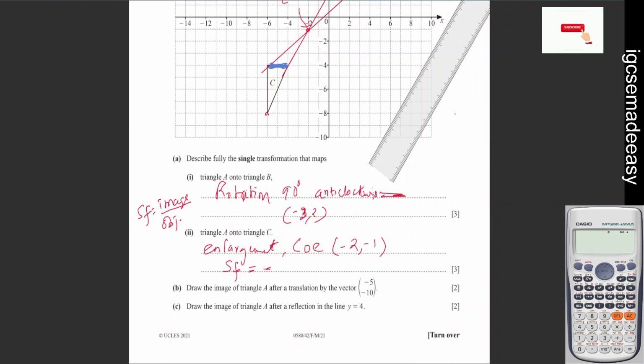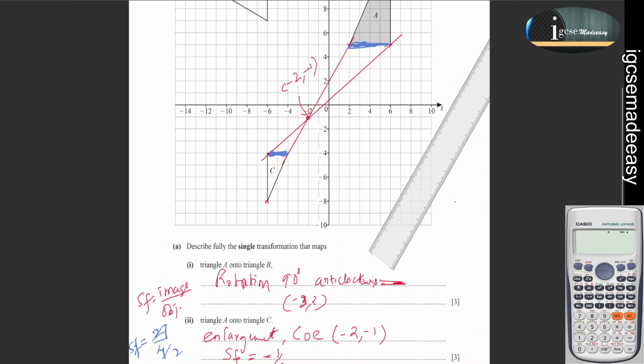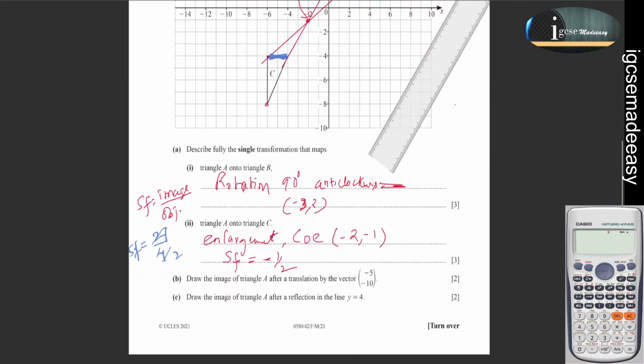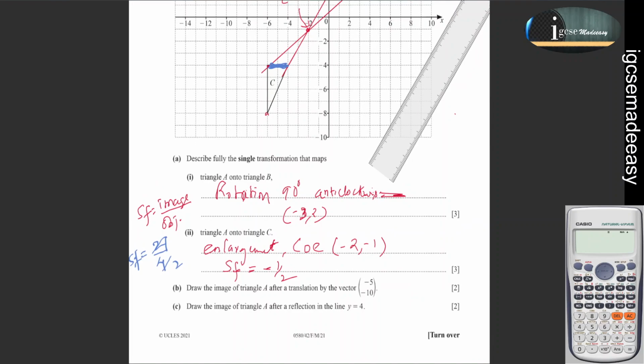So the image is 2 units, and any side of the triangle you can take. I have taken the base of the triangle. Whichever side you take, the scale factor will be similar. So the image is actually 2 and the object is 4, right? So what is SF? SF is 2 by 4. 2 by 4 is 1 by 2. So I should have written 1 by 2, but I have to write negative 1 by 2. The reason is the image is the reverse of the object. I hope you understand this part.